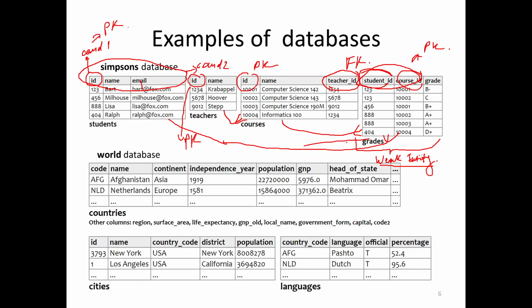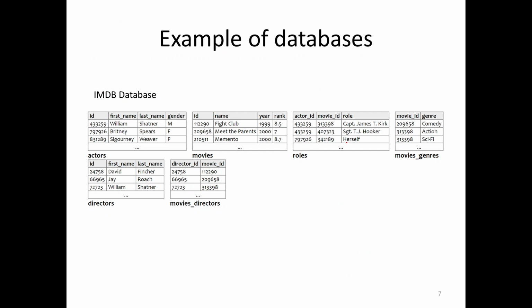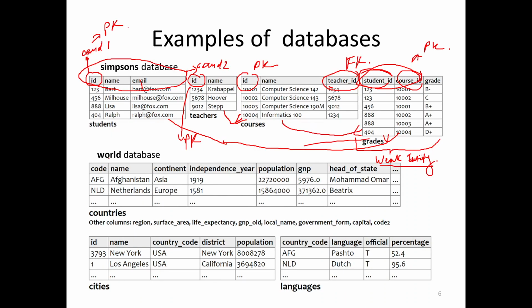So let's move on. And finally, we have the IMDb database. But first, I forgot to mention the world database. The world database basically has three tables: countries, cities, and languages. You can see that the cities are linked to countries through the code, and this code could represent the primary key. And the country code here, as you may guess, is a foreign key, which links the cities table with the countries table.